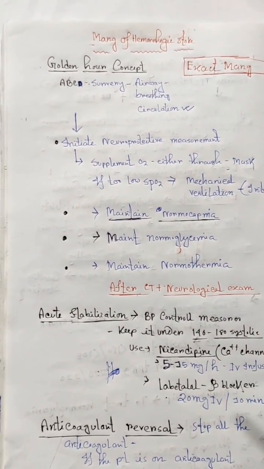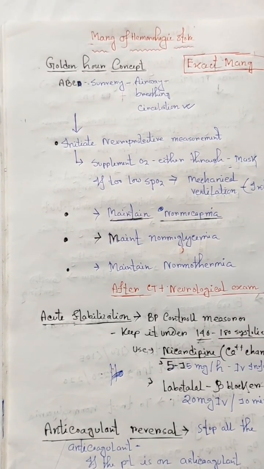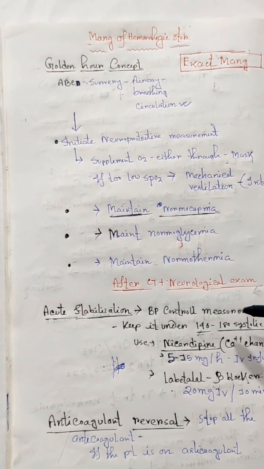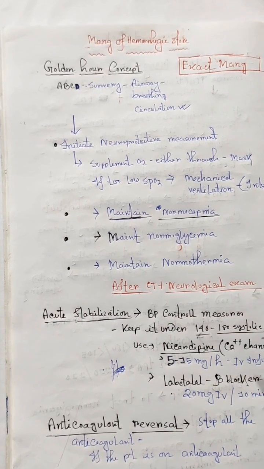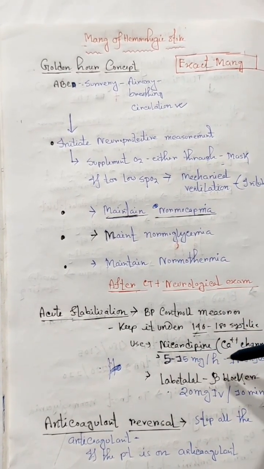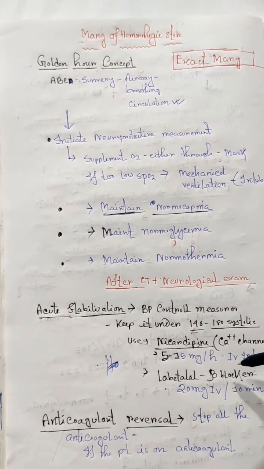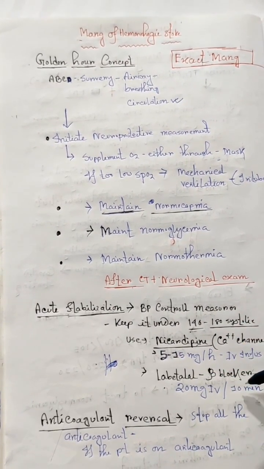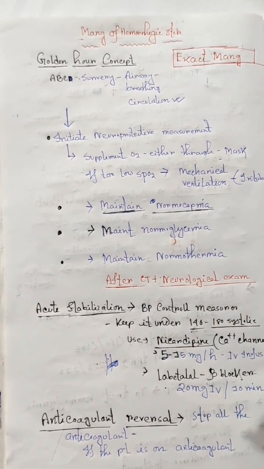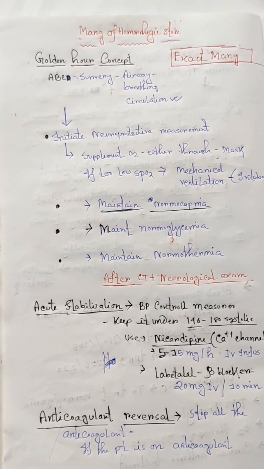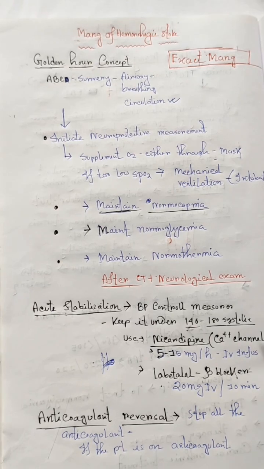The pressure we maintain should be approximately under 140 to 180 systolic mainly. And to control the blood pressure, what are the drugs we can use? Calcium channel blockers, for example nicardipine 5 to 15 mg hourly, or else we can use labetalol, which is a beta blocker, 20 mg IV every 10 minutes to control the BP. Because in ischemic conditions we have to sustain or increase the BP, and in cases of hemorrhagic stroke we have to reduce the BP.